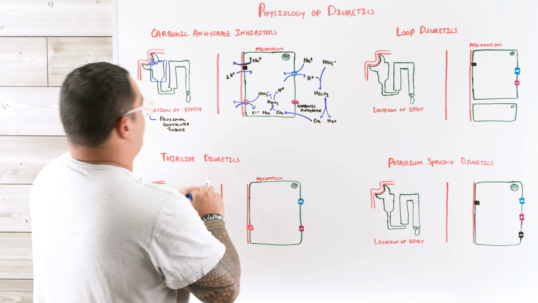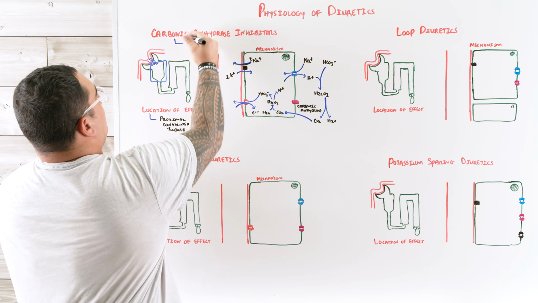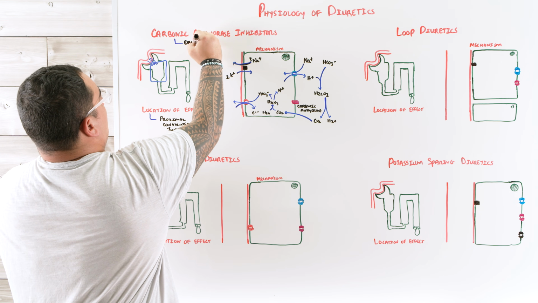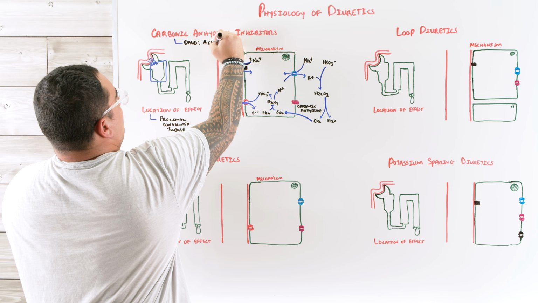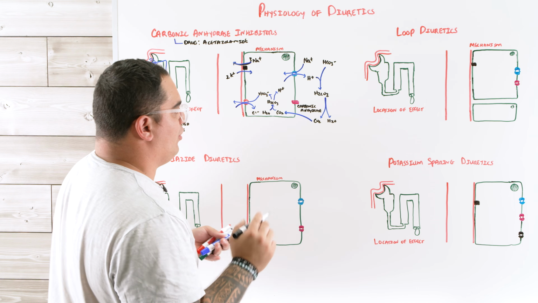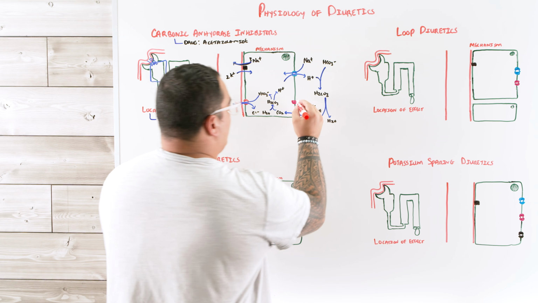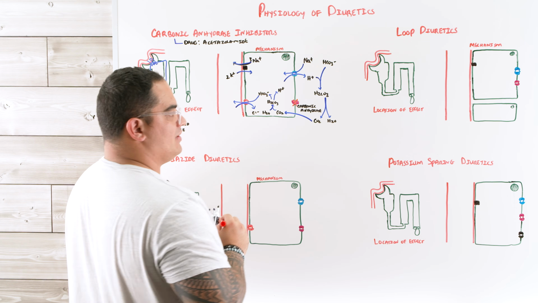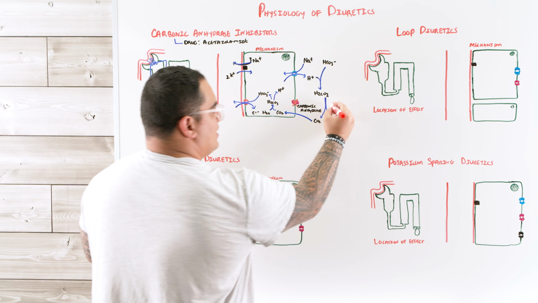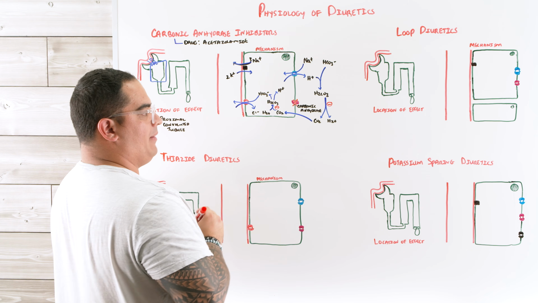Carbonic anhydrase inhibitors, there's primarily one drug. And this drug is called acetazolamide. Now, what acetazolamide will do is it inhibits the carbonic anhydrase. So what I'm going to do is I'm going to inhibit this enzyme. If I inhibit this enzyme, I inhibit this pathway, and I inhibit this pathway.